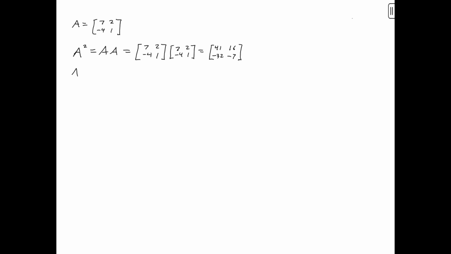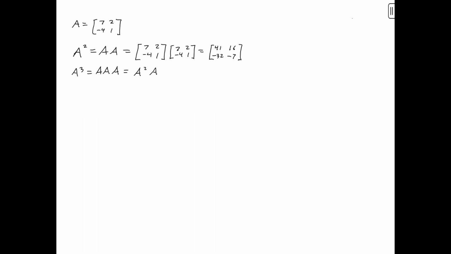But if I wanted A cubed, that would have to be A times A squared, or A squared times A. And I would have to do this process again using this new matrix A squared and multiplying by A. And this is a long, drawn-out process. This is going to take a long time to do. I would like a better way to calculate the powers of matrices. And that is sometimes doable.